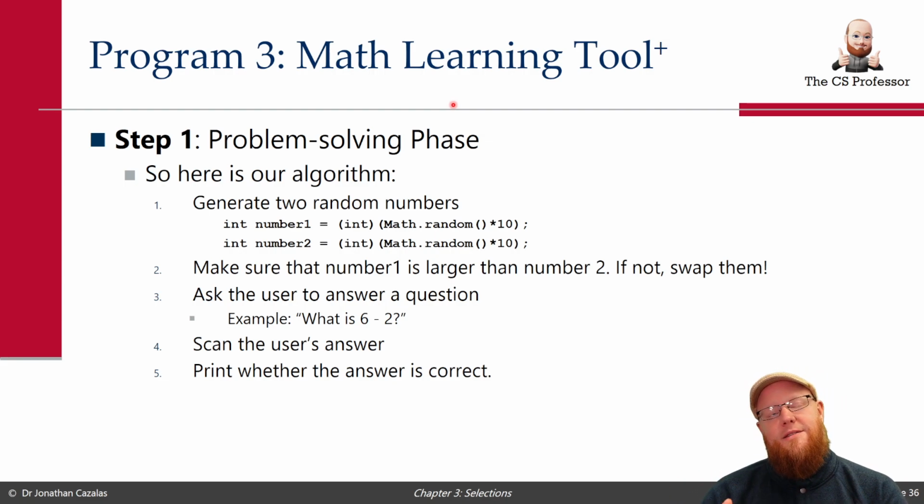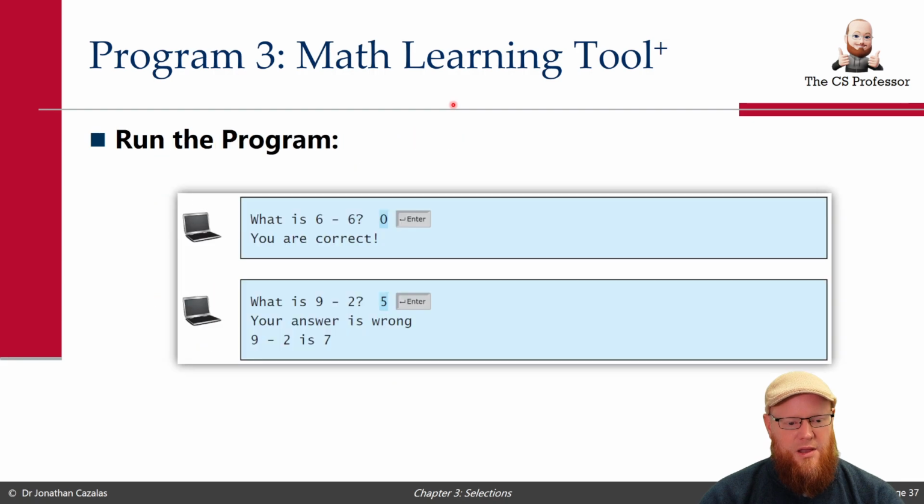So we want to guarantee that the first number within this subtraction question, number 1 minus number 2, is the greater of those two numbers. And to be honest, the only reason for that request is just for us to practice using if-else to swap. Just more practicing of if-else. So then we're going to ask the question, and we're going to scan the user's answer and print whether or not it is correct. So here are some sample runs of the program.